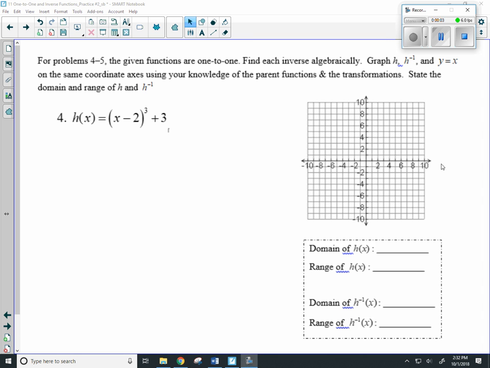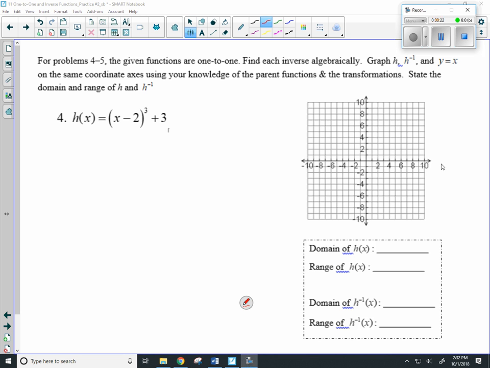Alright, these next couple graphs are one-to-one initially. And I want you to find the inverse algebraically, and then I also want you to graph the original function as well as the inverse and the line y equals x on your graph, and then find the domain and range. So lots of stuff going on in these problems.